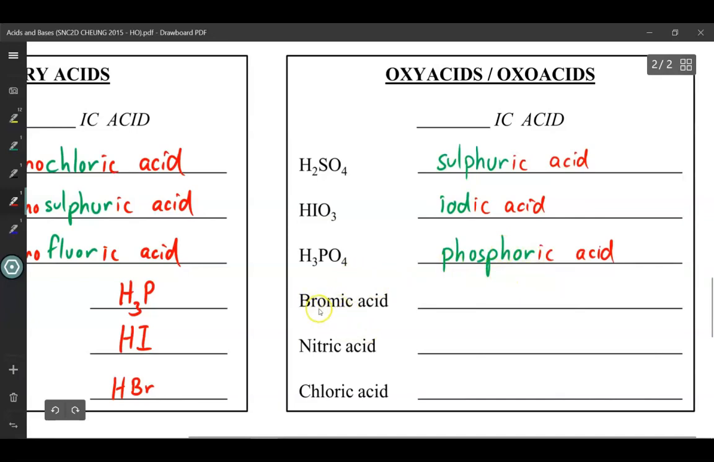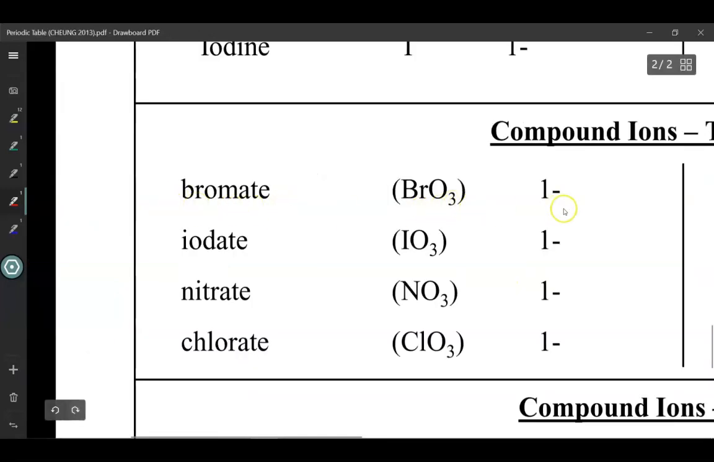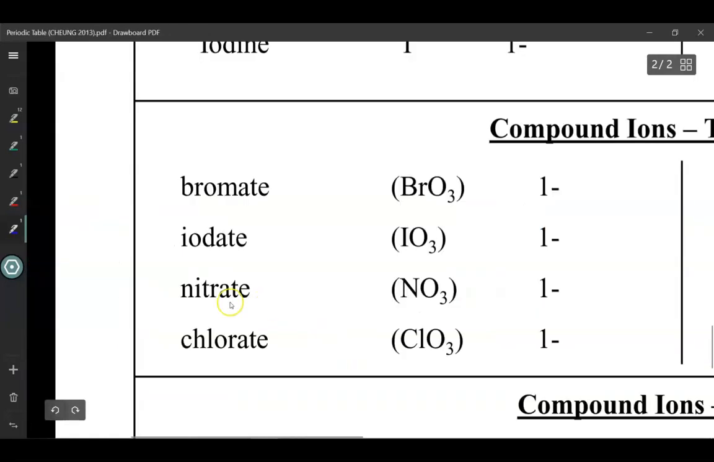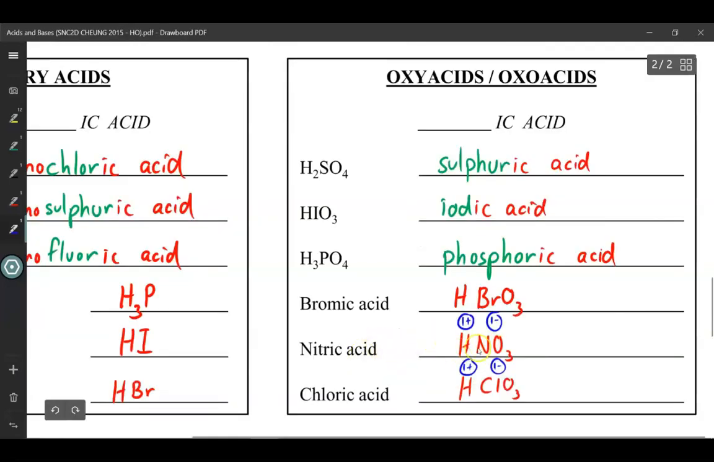So bromic refers to the bromate, BrO3 with a 1- charge. We start off with an H, 1+ charge, and the bromate, 1- charge. Everything's zero sum, no need for additional subscripts. We're good. Nitric acid refers to the nitrate ion, NO3, 1-, giving us HNO3, zero sum, that's good. And chloric acid gives us HClO3, zero sum, and that's good.